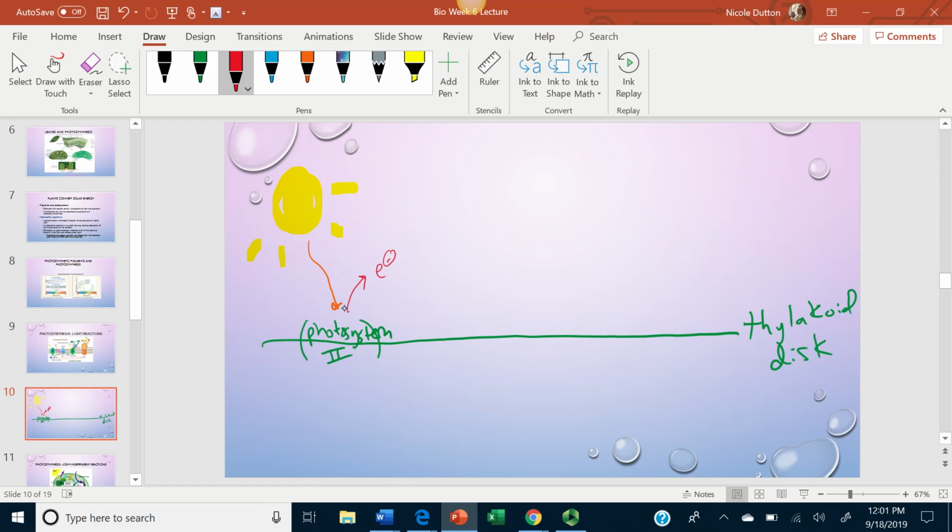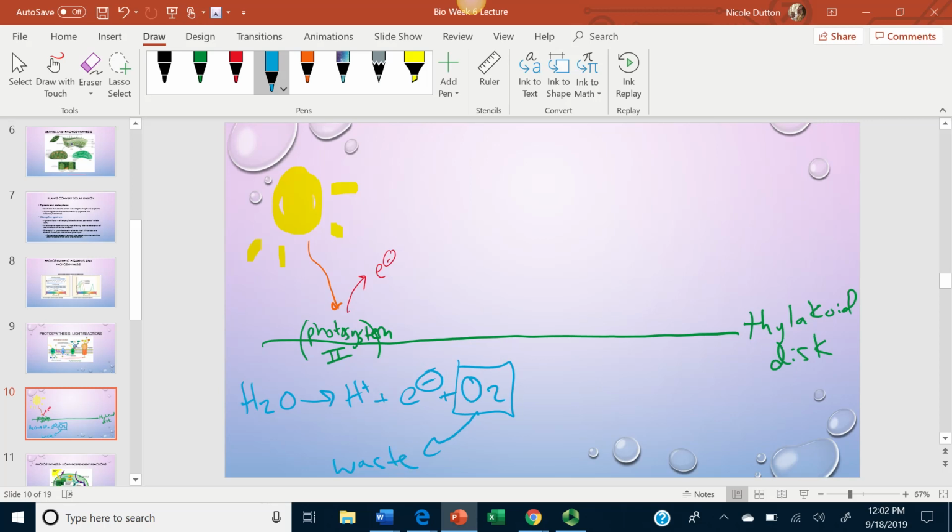But in order to replace this electron here, we have to have another electron come in. The place that we get that electron from is water. So we actually split water, releasing hydrogen ions plus electrons plus oxygen. Oxygen is given off by the plant as a waste product, and this is where a majority of our atmospheric oxygen comes from, the waste product of the splitting of water during photosynthesis.